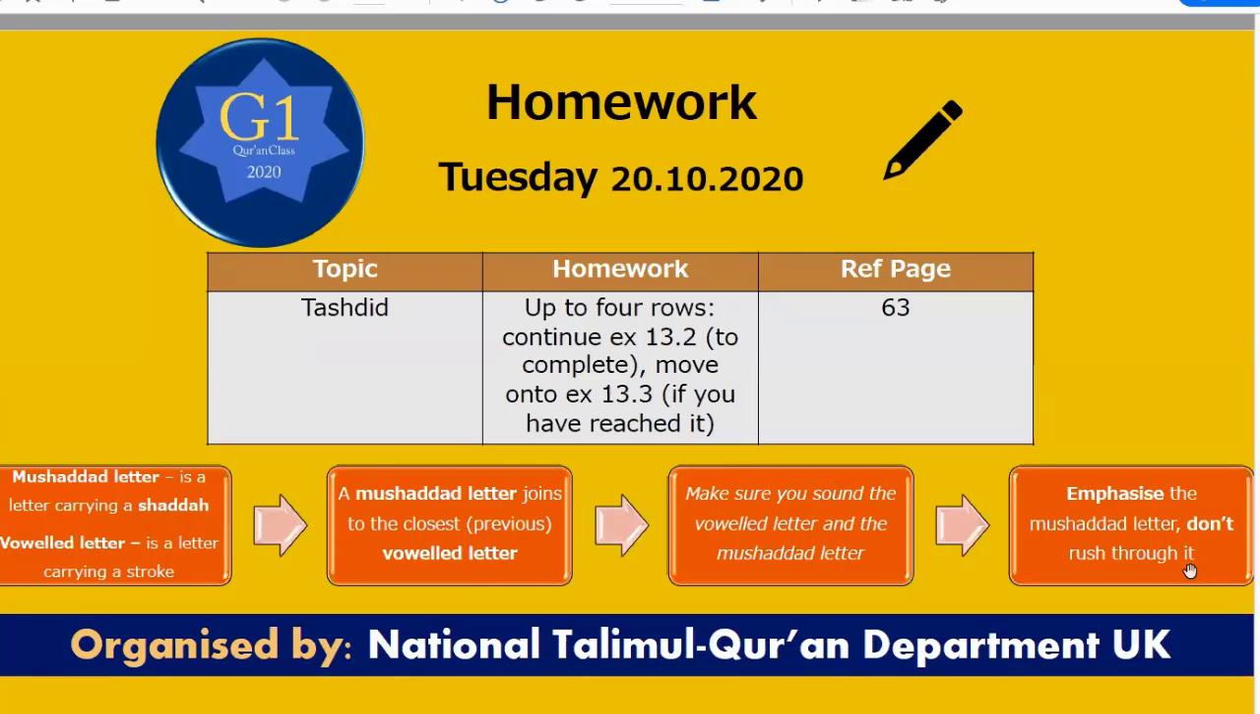Okay, so I hope everybody is understanding that you know what to do with your homework, and you can just keep practicing that, because this is one of those things, the more you practice, like with all of our lessons, the better you will become.